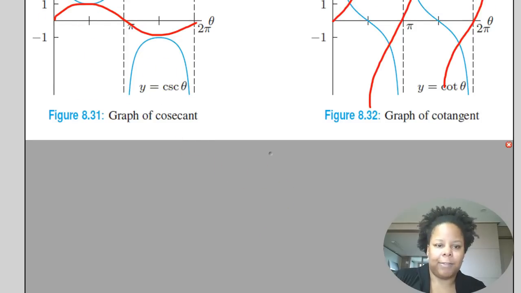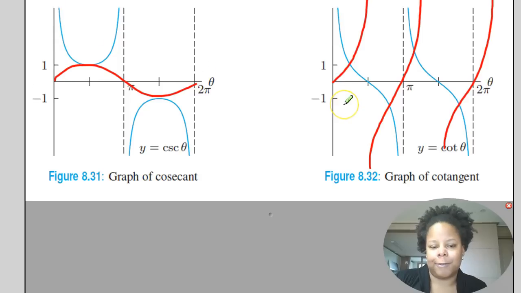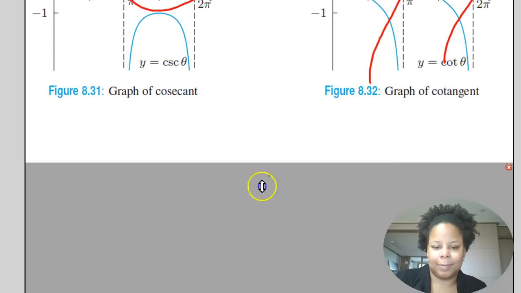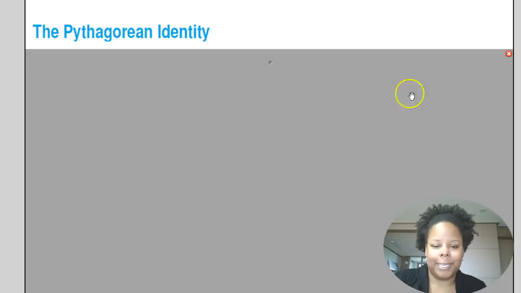So in red, we have the graph of sine, and in red over here, we have the graph of tangent, and you can see that relationship. All right. We're almost finished with the relationships.